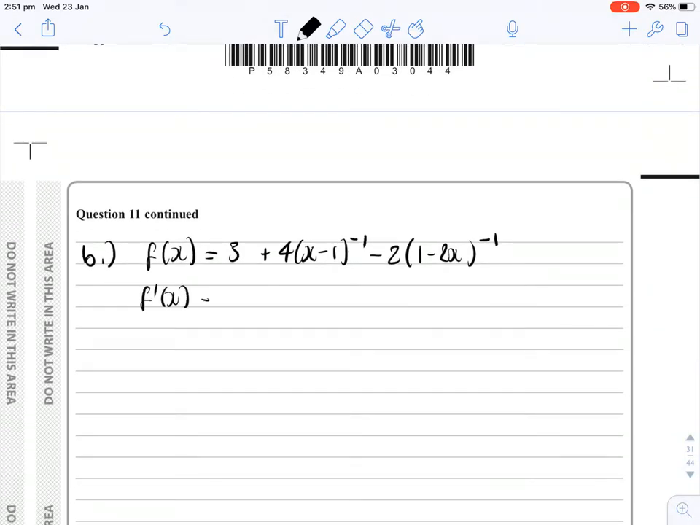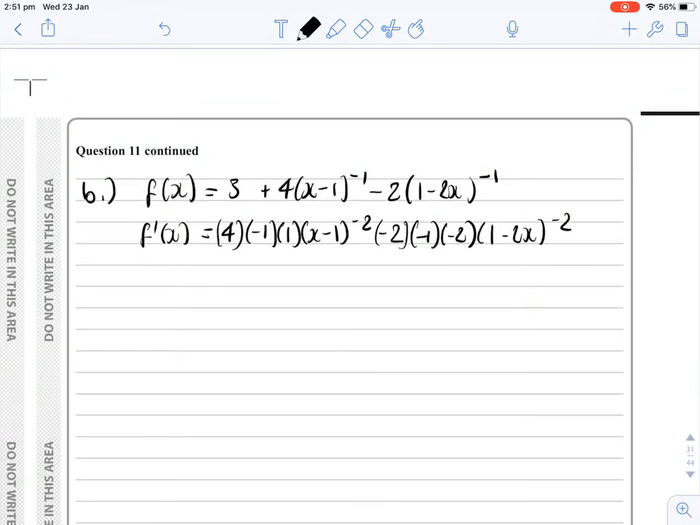f dash x, therefore, the 3 disappears. Using the chain rule, we can say we've got 4, because that constant stays. Power comes to the front, minus 1. Differentiate the bracket, and that goes at the front, 1. Bracket stays the same, take 1 off the power. So then take away 2, lots of power comes to the front. So if the power comes to the front, we've got minus 1. Differentiate the bracket, we get minus 2. Bracket stays the same, 1 minus 2x, take 1 off power, minus 2.